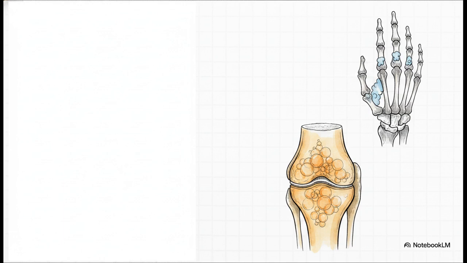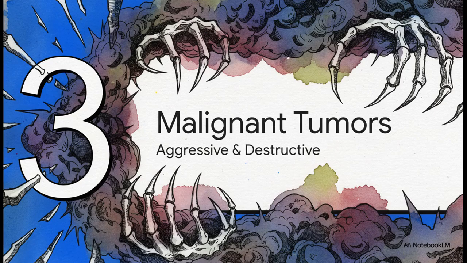Then we have the giant cell tumor. This one loves young adults and sets up shop right at the epiphysis of long bones, frequently around the knee. Under the microscope, it is packed with multinucleated giant cells, and on an X-ray, it has this iconic soap bubble appearance.